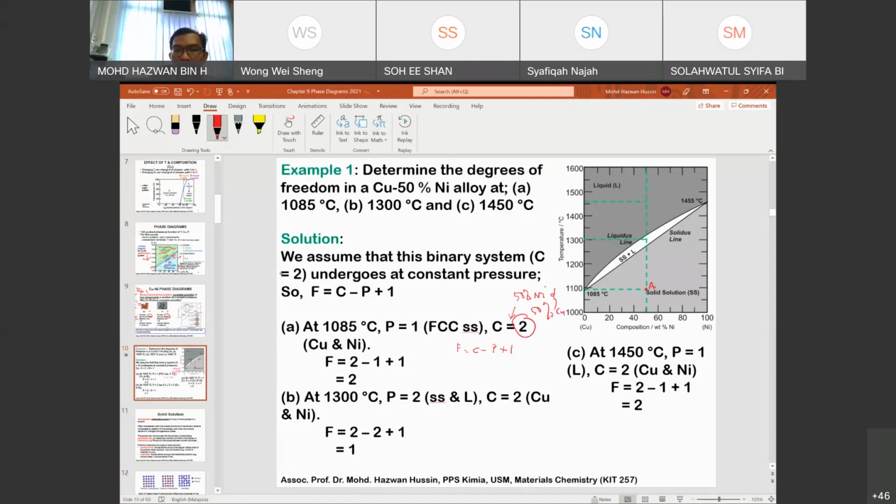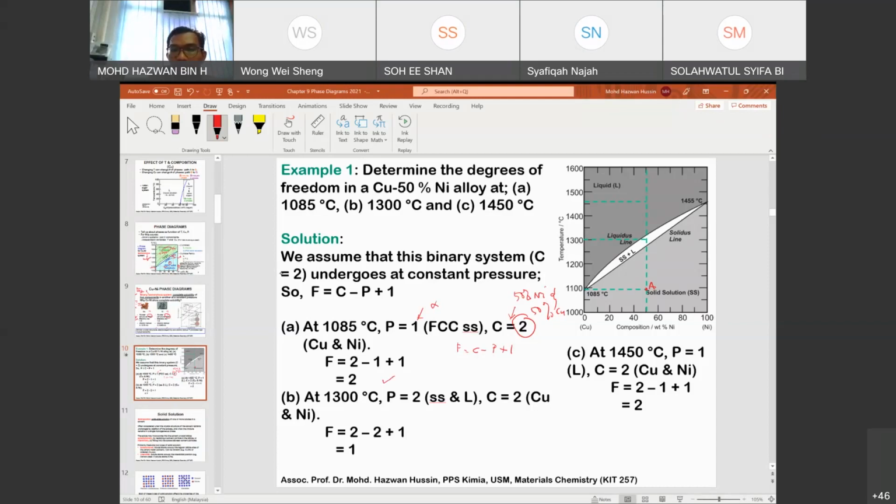Understood? P. Okay. So P, what will be the phase? P is actually the phase. So the phase will be solid solution. So you only have one phase. This is your alpha or solid solution, FCC SS, face centered cubic solid solution. Then you put into the formula, substitute, C is equal to 2. 2 minus 1 is equal to 1. 1 plus 1 is equal to 2. Okay. All right. Next one.